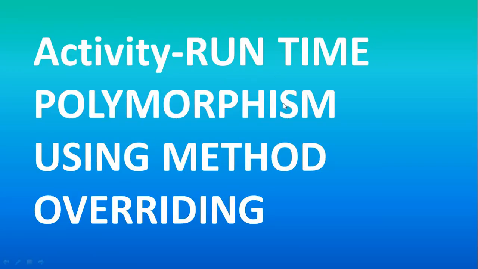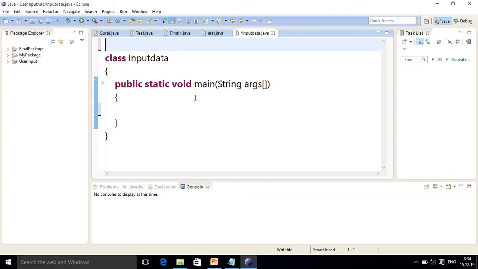In the activity we will discuss how you can achieve runtime polymorphism using the method overriding concept. So for that we go into Eclipse. So here I am in Eclipse, friend, and now we will see how you can get polymorphism using method overriding. So let's start.